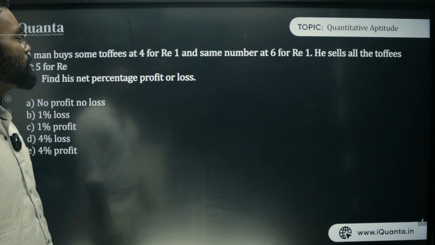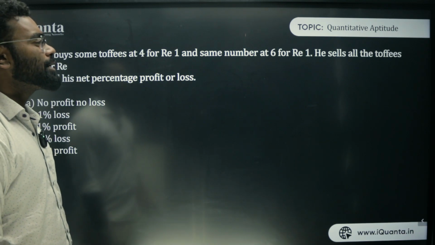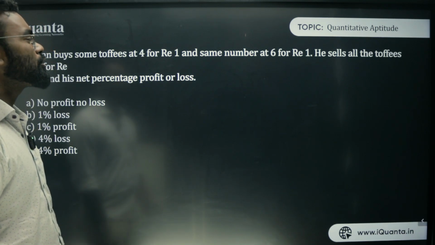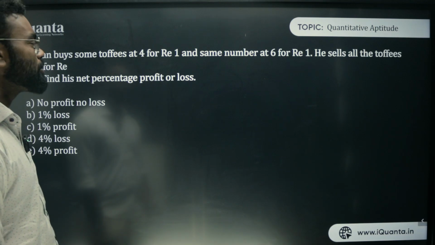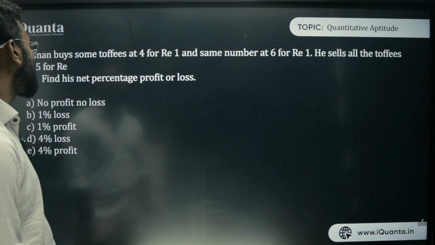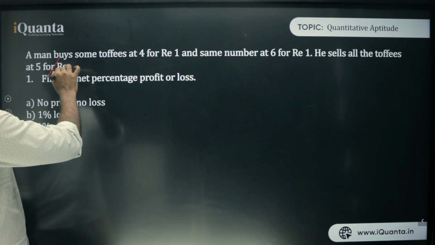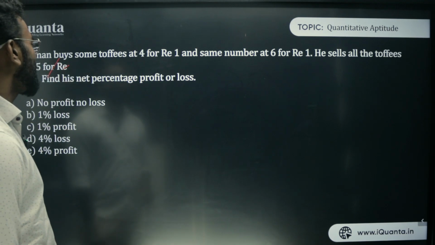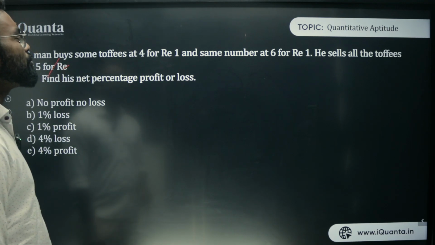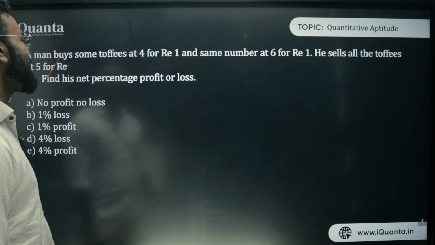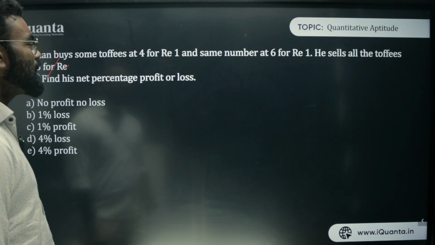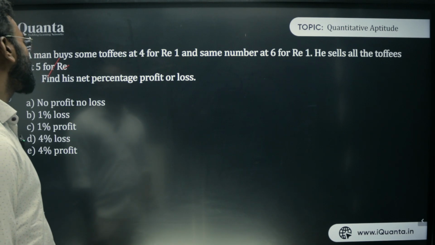So a man buys some toffees at 4 for rupees 1 and the same number at 6 for rupees 1. He sells all the toffees at 5 for rupees 1. The question is, what is the net percentage profit or loss? How you solve this type of question is more important.